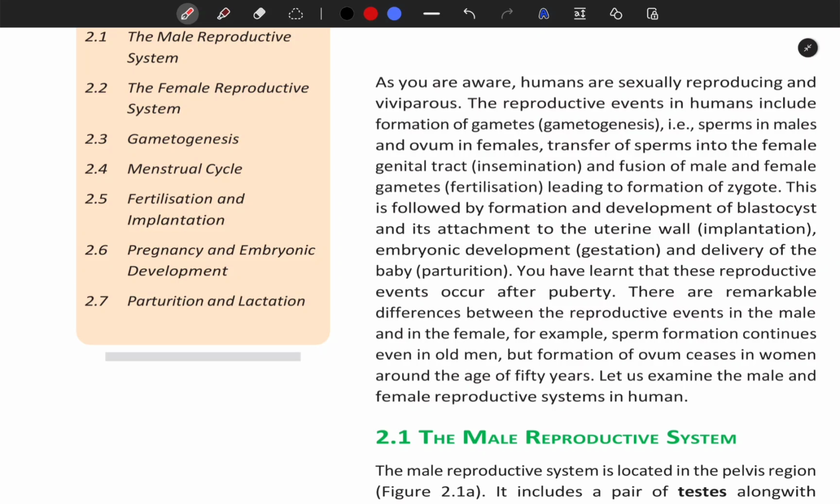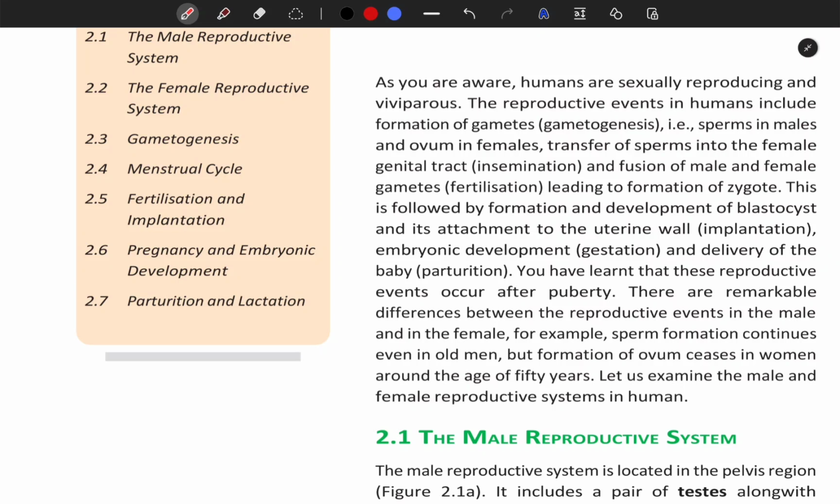This is followed by formation and development of blastocyst and its attachment to the uterine wall, that is implantation, embryonic development, that is gestation, and delivery of the baby, parturition. You have learned that these reproductive events occur after puberty.